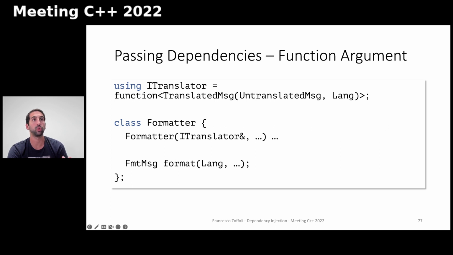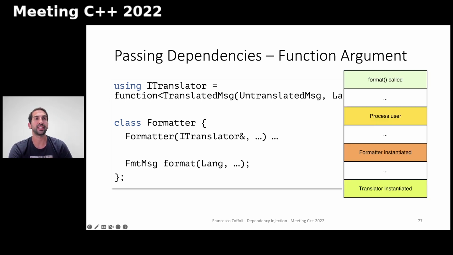Another option is to change the translator to take the untranslated message and the language. Then for the formatter, we pass the ITranslator to the constructor, so the formatter is only going to have access to a single translator. And then when we call format, we pass the language of the user. This is how our stack would look. We first instantiate the translator, which is shared for the duration of the program. Then we pass it to the formatter. Later on, we start processing the user, we get the language, and at this point we can call format.